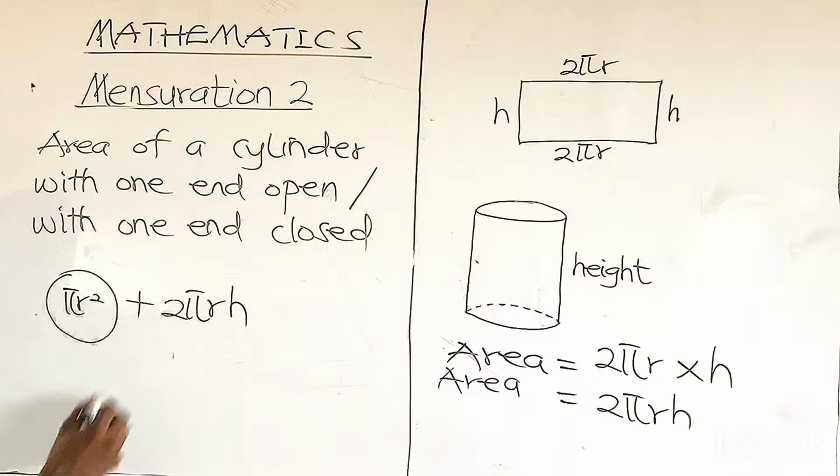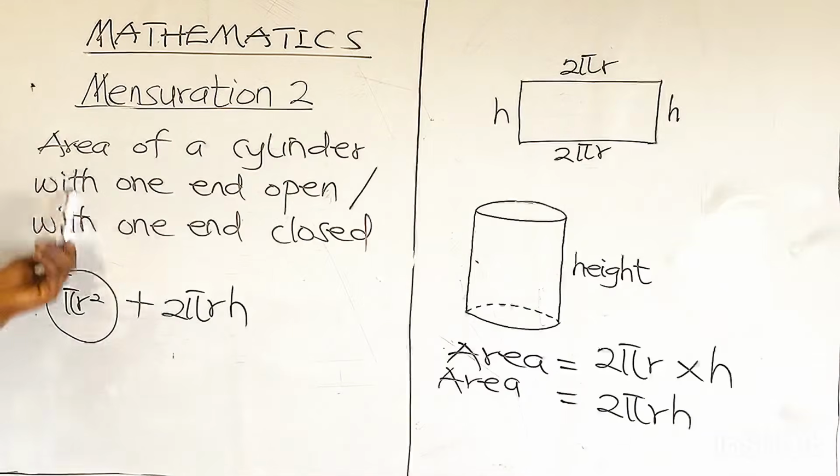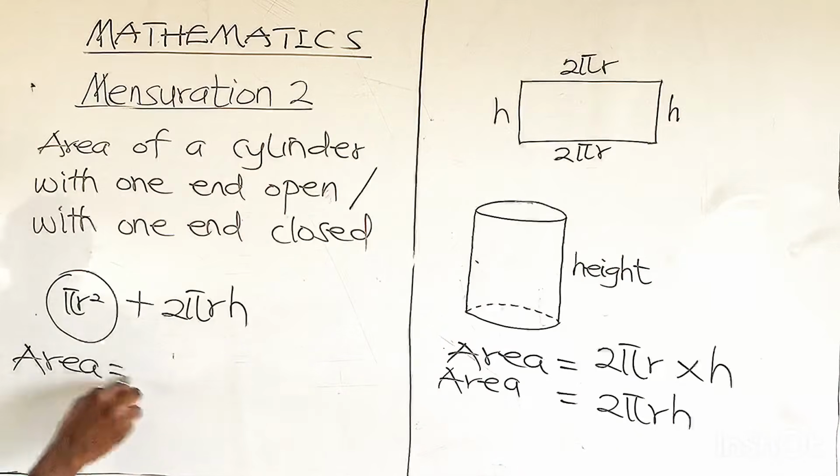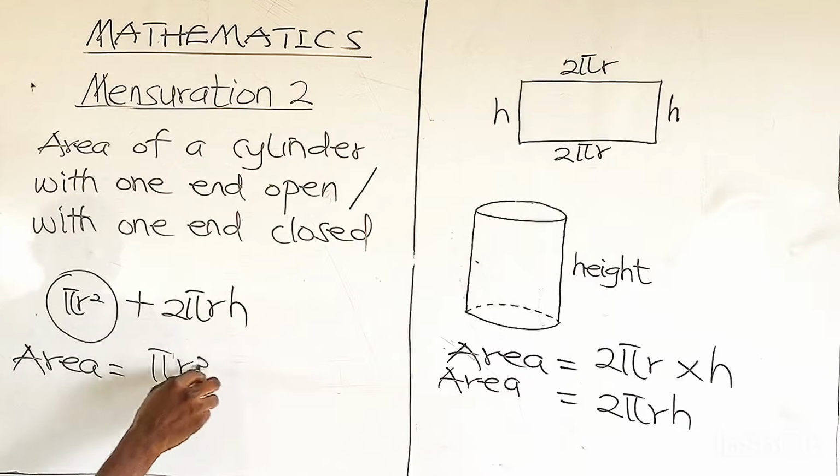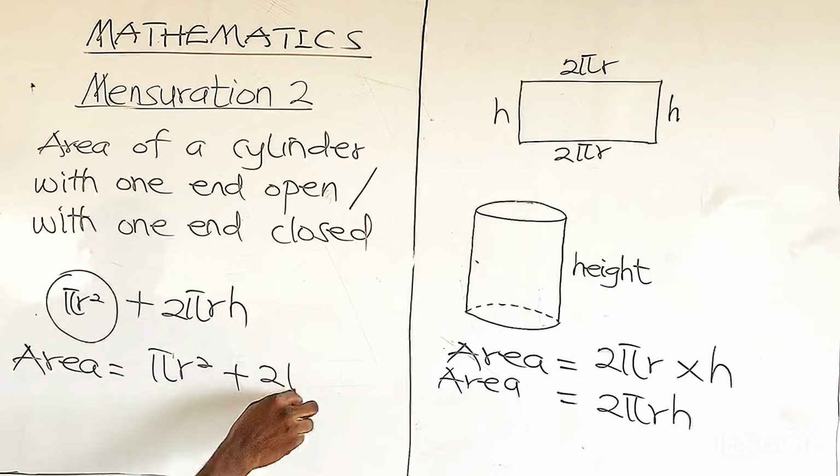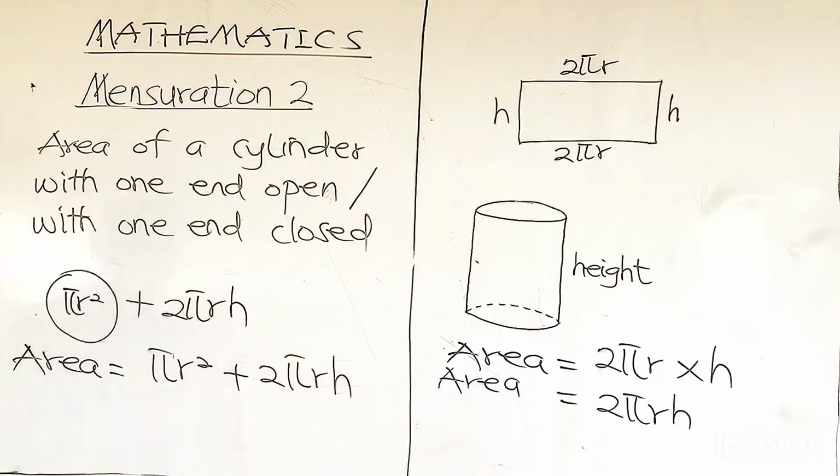So I need to put them together. If I want the area of a cylinder with one end open or with one end closed, then the formula is going to be pi r squared plus 2 pi r h. So this is the formula for finding the area of a cylinder with one end open or one end closed.